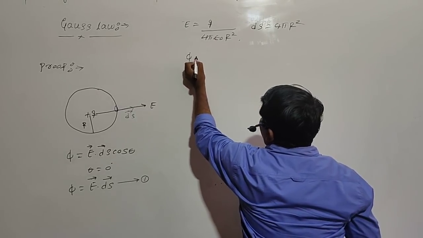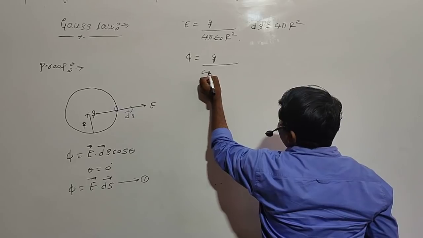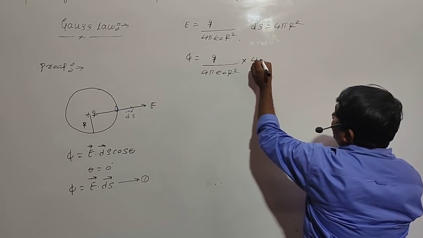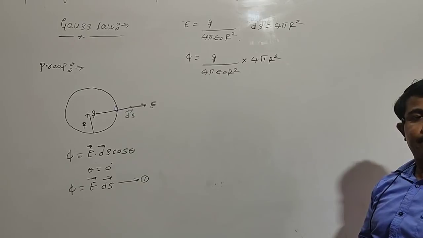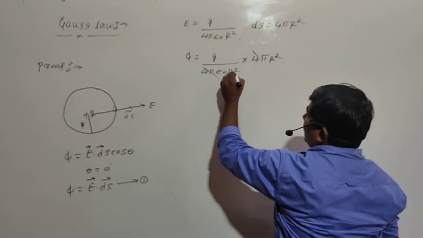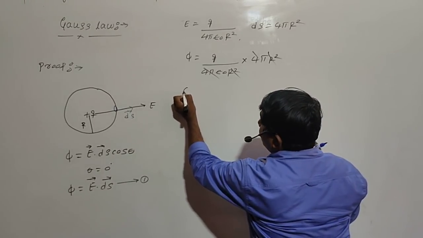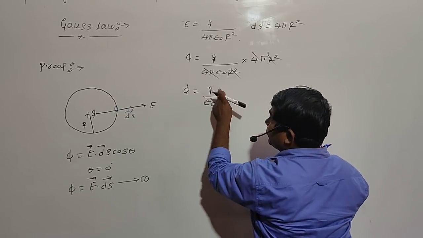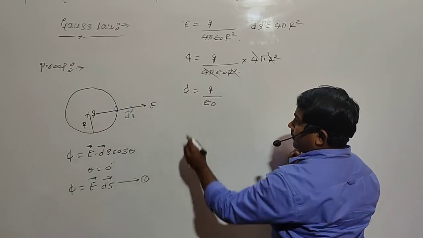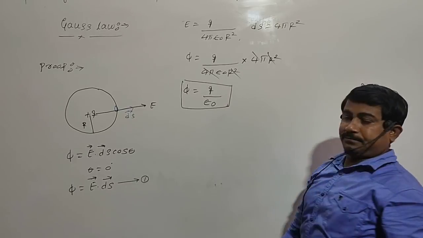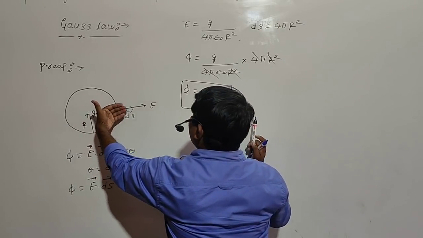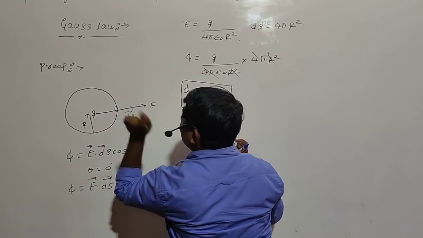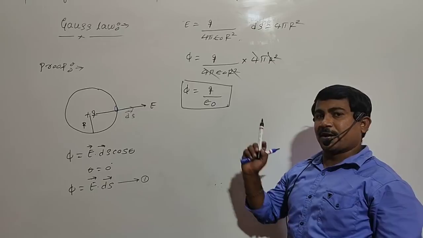Look at me. Phi equals E, the electric field, which is 1 by 4 pi epsilon naught r square, times the surface area, 4 pi r square. Then the 4 pi cancels, r square cancels. What is the flux? Total electric flux equals 1 by epsilon naught times the total charge enclosed by the surface. This is the Gauss law, the proof of the Gauss law. The total electric flux through a closed surface equals 1 by epsilon naught times the total charge enclosed by the closed surface. This is the proof of the Gauss law.